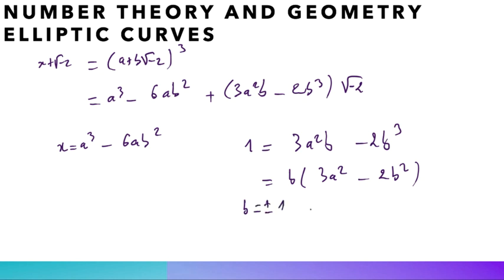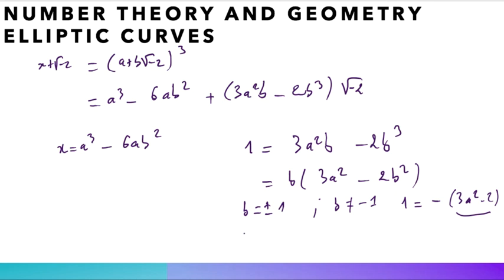Actually, b cannot be equal to minus 1, because in this case 1 is equal to minus 3a squared minus 2, which is impossible because 3a squared minus 2 is always positive unless a is equal to 0, in which case 3a squared minus 2 is equal to minus 2, which is different from minus 1. Therefore, b is equal to 1, which yields that 1 is equal to 3a squared minus 2, in which case a squared is equal to 1 and a is equal to plus or minus 1.